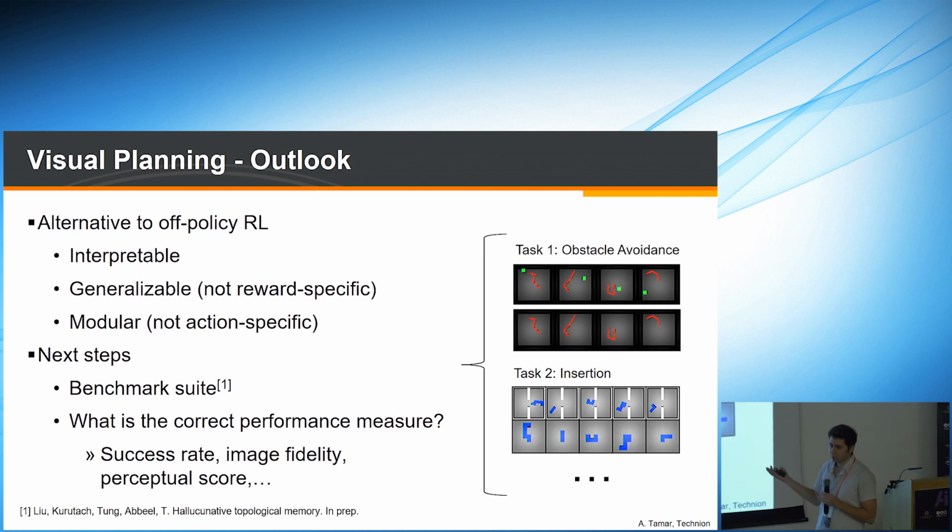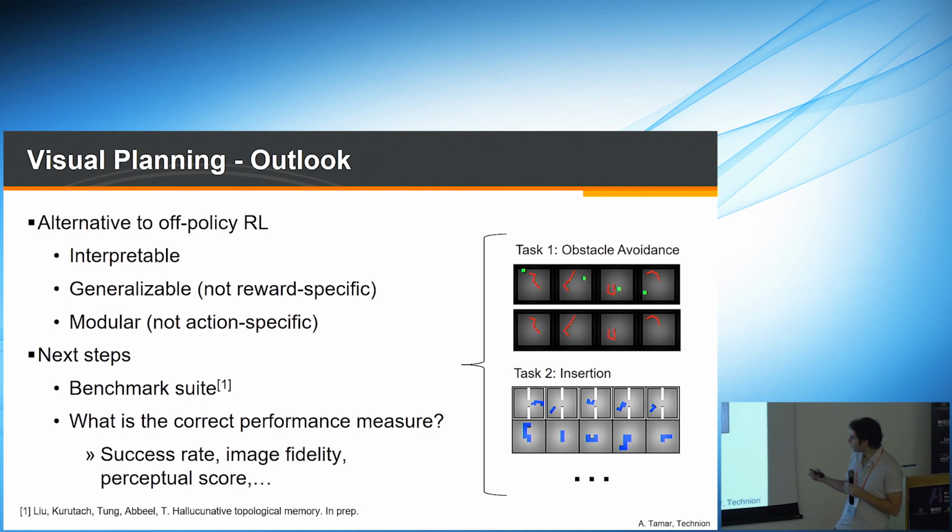Another thing that we are looking at is what is the correct performance measure here. So in RL, we typically look at success rates. How well did I perform the task? But here we also want to look at how good our imagined plans look. So this is more similar to what we do in image generation with GANs. We want to look at some perceptual score of how good our visual images are.